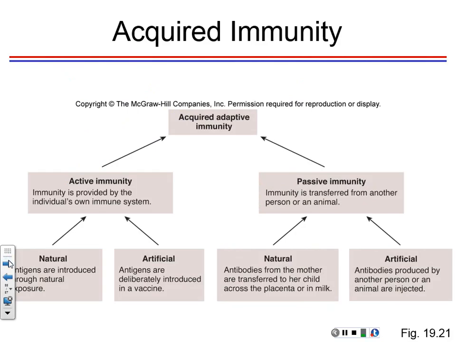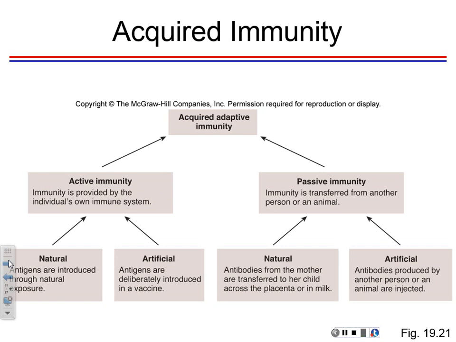And then the last bit is acquired immunity. It can be active or passive. Active, your body is actually producing the antibodies. And passive, your body is not producing the antibodies. You are just being given already processed antibodies, already made. It's like a shot. Yeah, you get a shot.